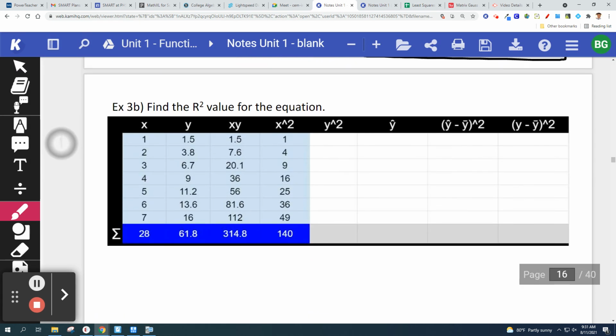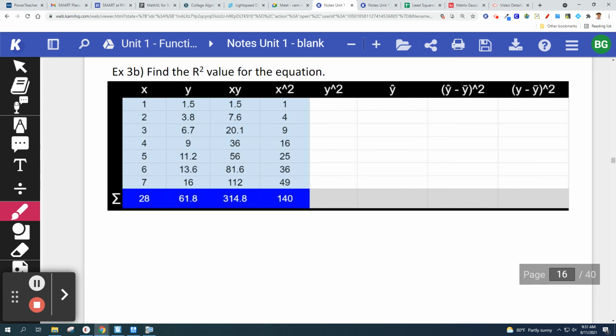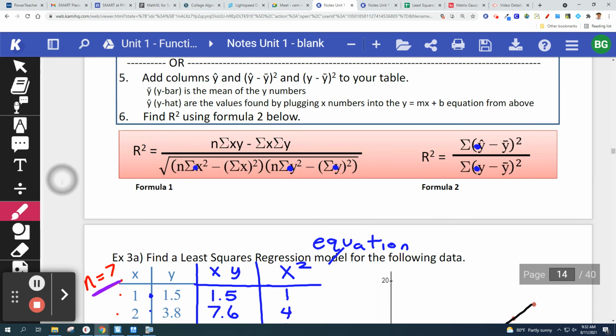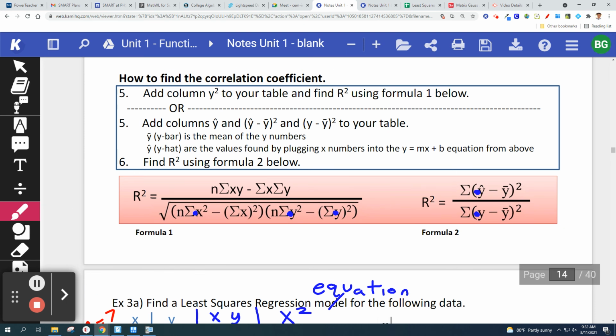Part 3b says find the r squared value for that equation. Well, can you copy over those numbers into the chart? There are a couple of different ways to find that r squared value. So if you go back and look, it says either add a column y squared and use formula 1, or add columns this, this, and this and do formula 2.